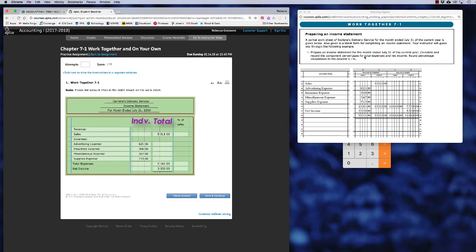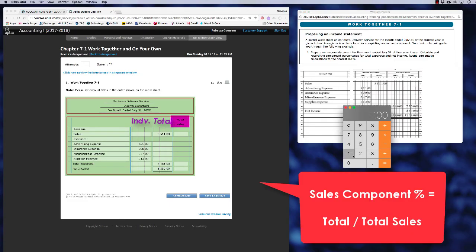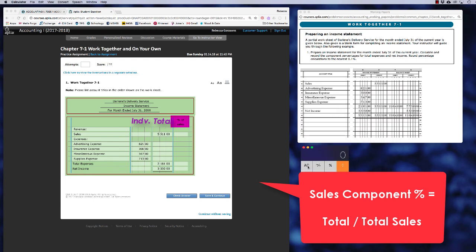Now in the worksheet instructions, it does tell us that we should be rounding to the nearest 100th of a percent. So I'm finding it of sales, so I'm always going to take whatever the total number is and divide it by sales. So here I'm taking this total, 5511, divided by the total sales, which is 5511, and then I have to convert it to a percentage, so I have to multiply by 100. So I get 100%, and then I'm rounding to the nearest hundredth, so I need to put a 0.0 in there, so it shows that 100th place value.